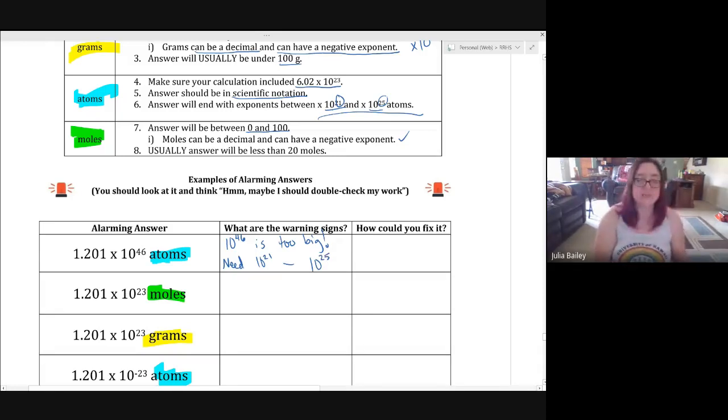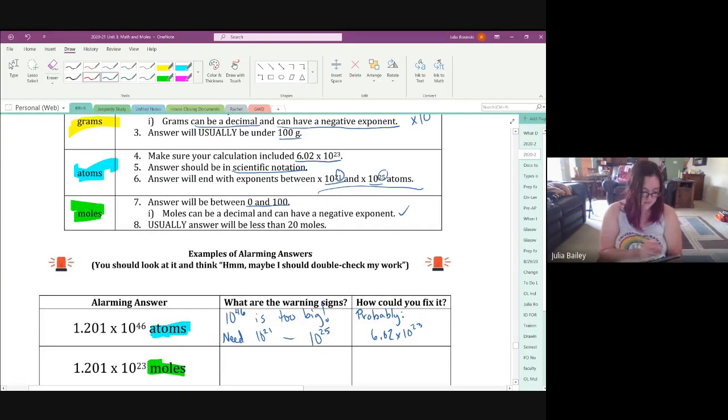So how could you fix it? Most likely what you have done is you have probably multiplied by Avogadro's number when you needed to divide by Avogadro's number. Now it's possible that you've done something else wild and weird that I've never seen before, but most likely that's your key thing: you multiplied and you need to divide by Avogadro's number instead.